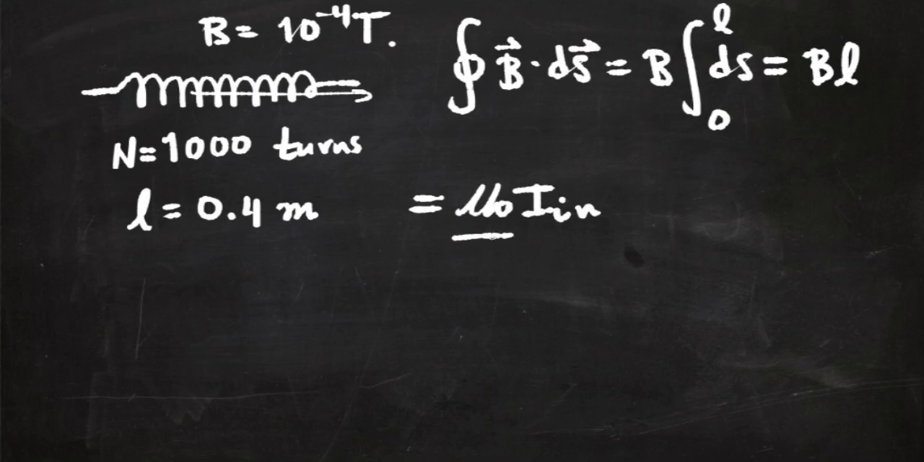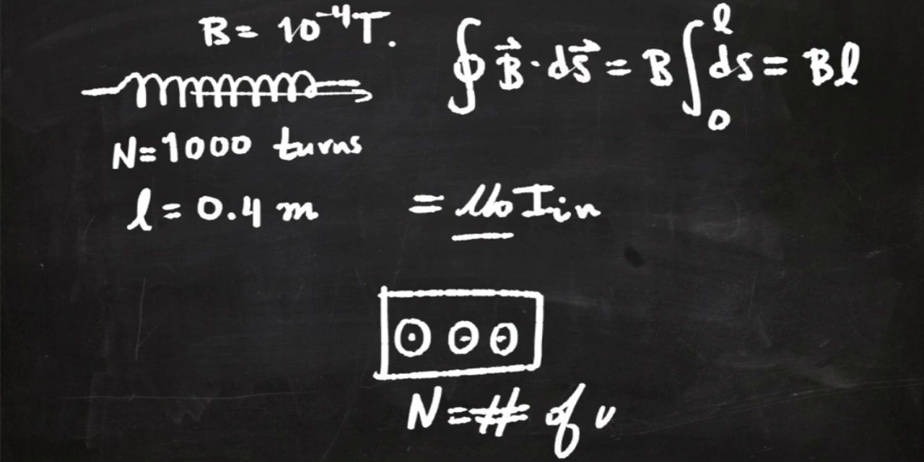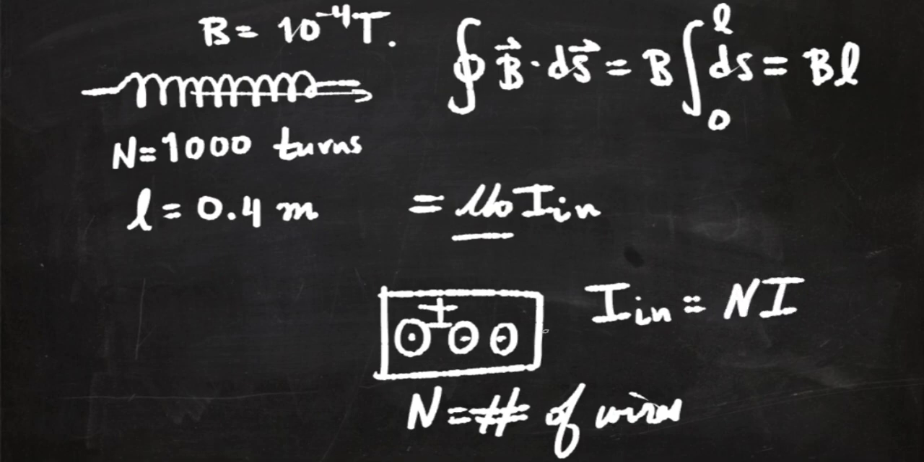And how much current was enclosed? Well, for our loop, however large we drew it, it looked something like this, where we had some number of wires enclosed by the loop, and each of those is carrying the current I that's going through the solenoid. So the total current enclosed is going to be N times I, N copies of that current I.